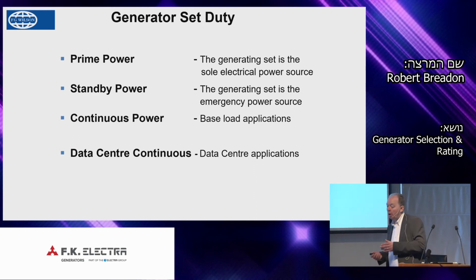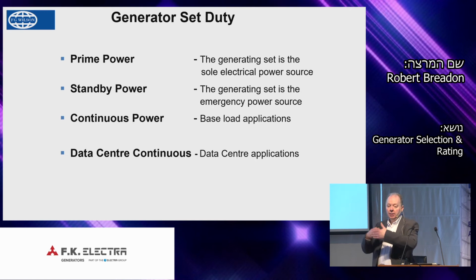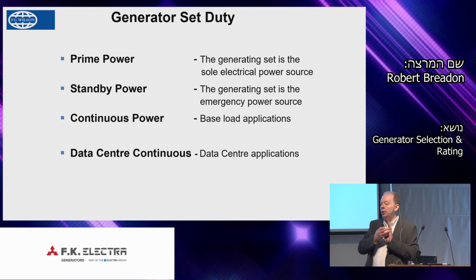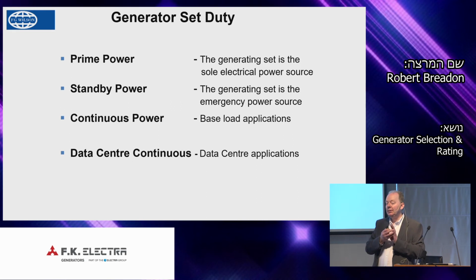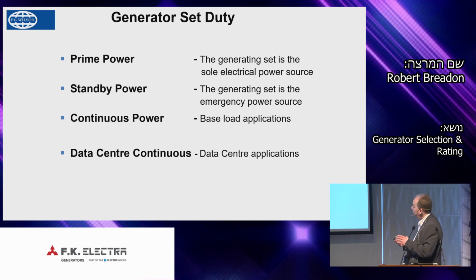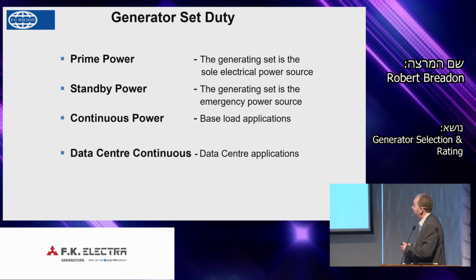Continuous is where you're operating continuously at a set base load, probably in parallel with the local utility, or it could be an application where, when you turn the genset on, that is the load the machine sees for its entire operation. And finally, a rating that has probably come in the last 5 to 10 years is data center continuous, for data center applications.